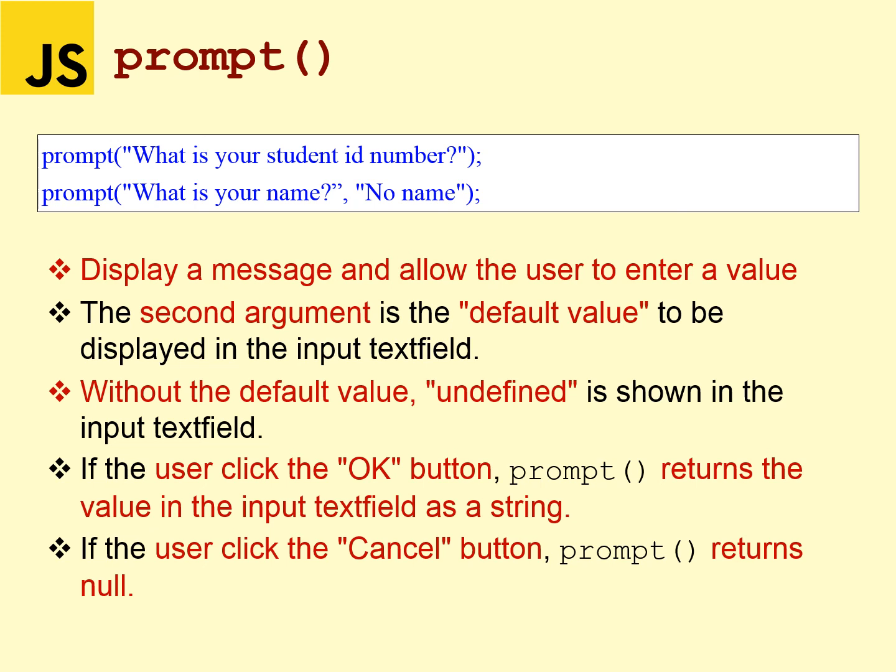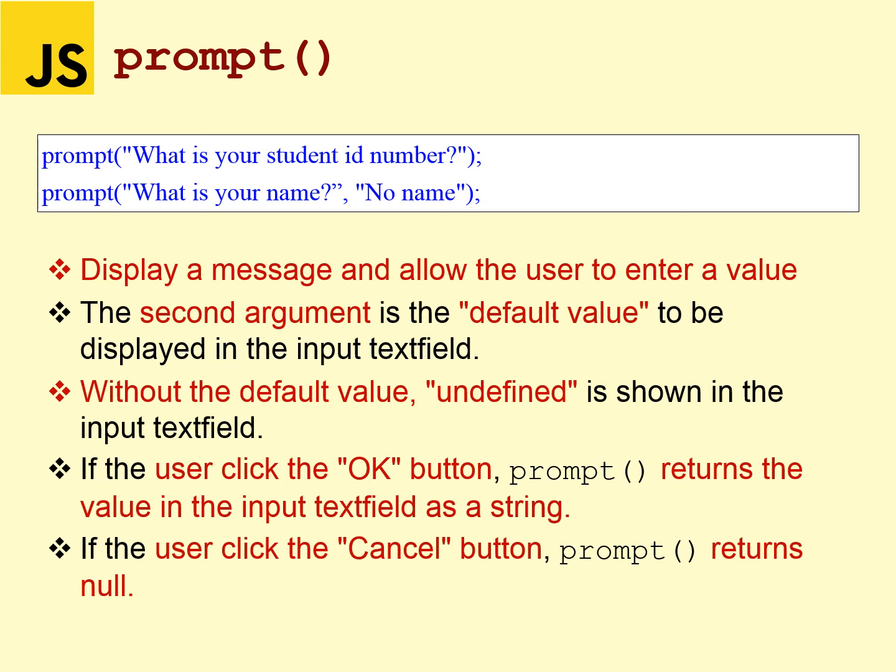Now we can see the prompt function. Prompt function is used to interact with the user. It generates a message box, and inside that message box the user can interact with the corresponding browser. Here there is an example, prompt what is your student ID number. So a message box will appear with the question, what is your student ID number. Then a text field is there and two buttons, one OK button and another cancel button.